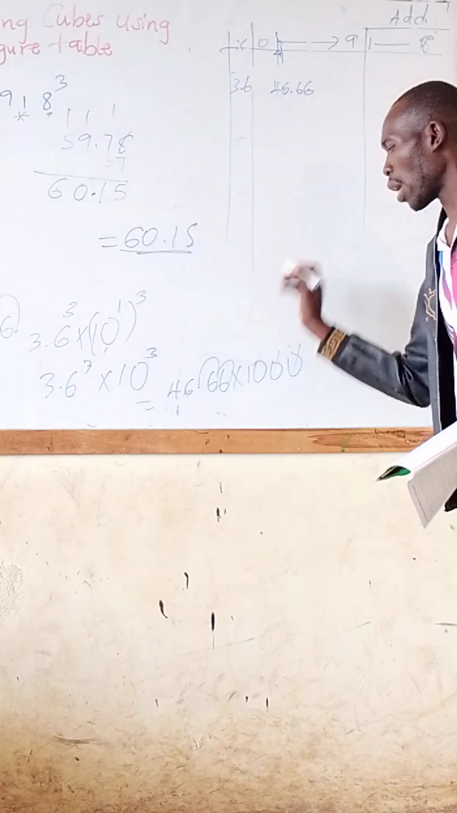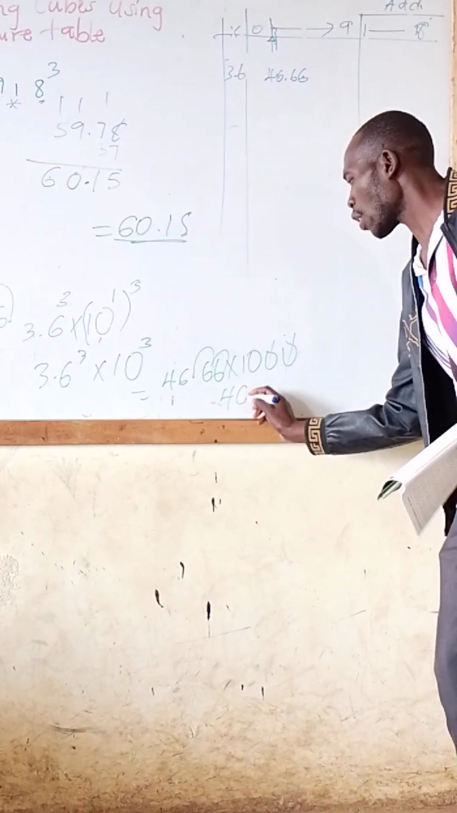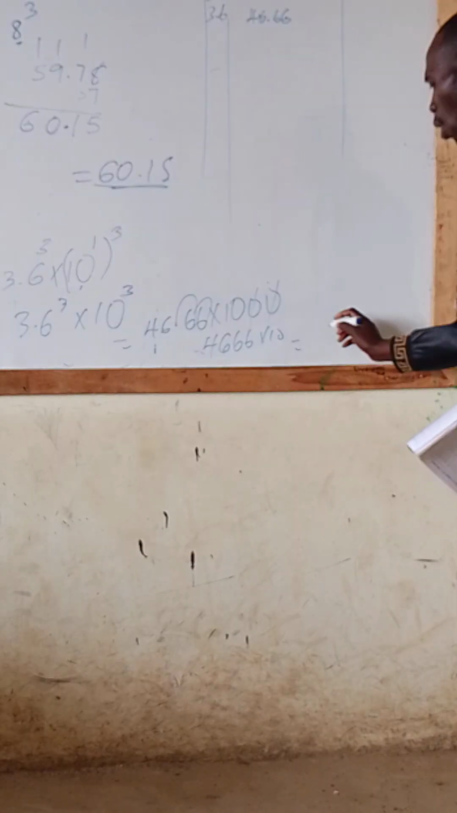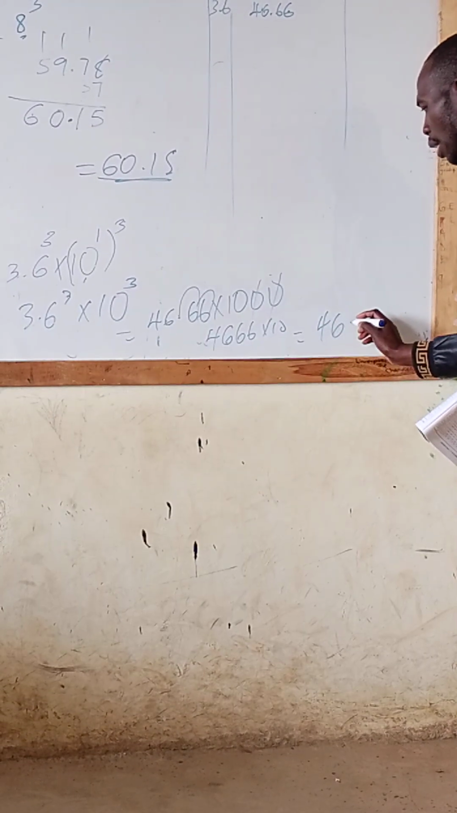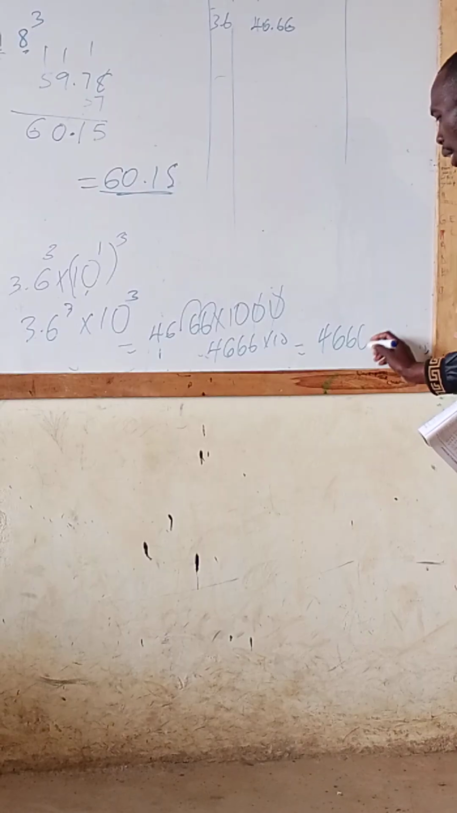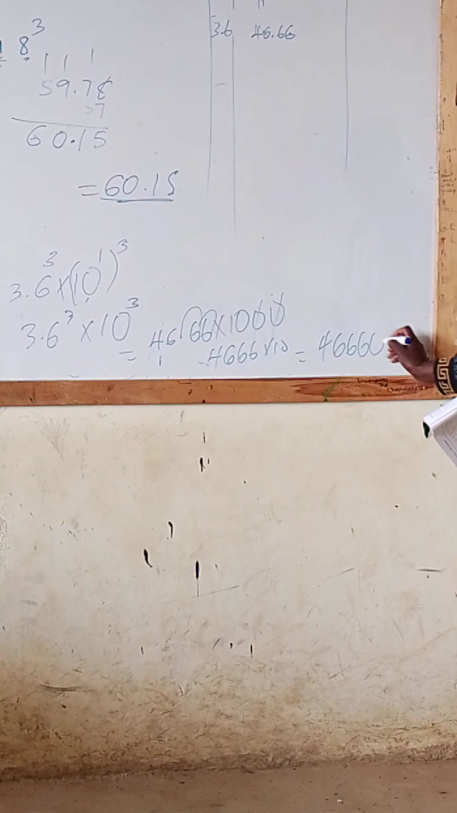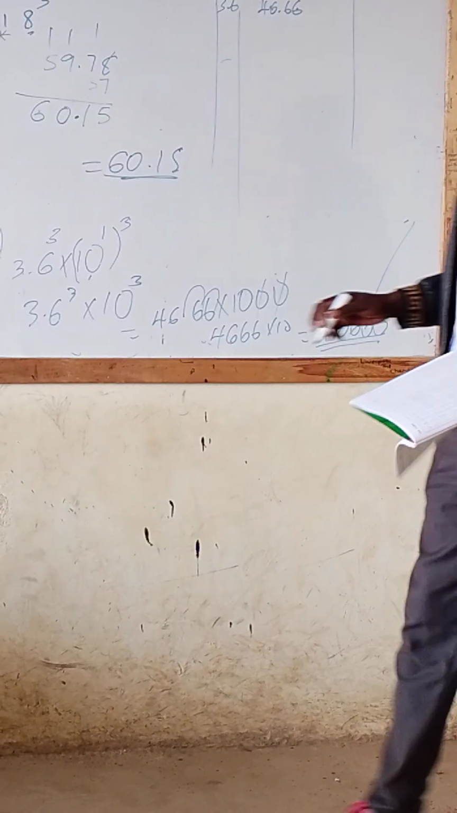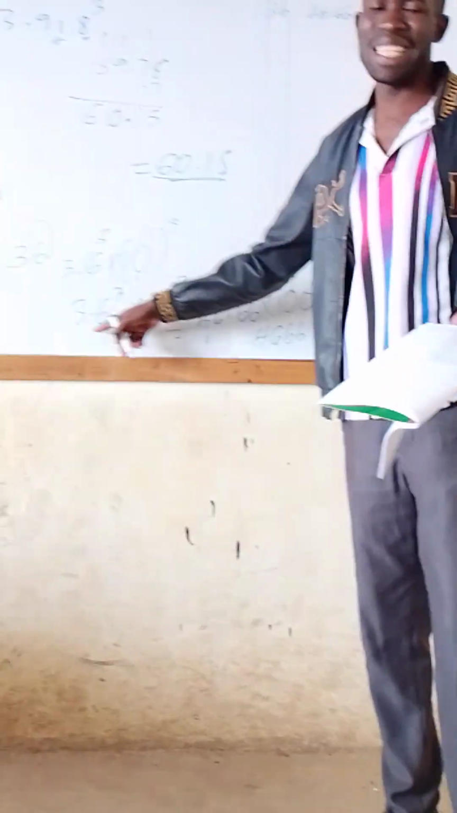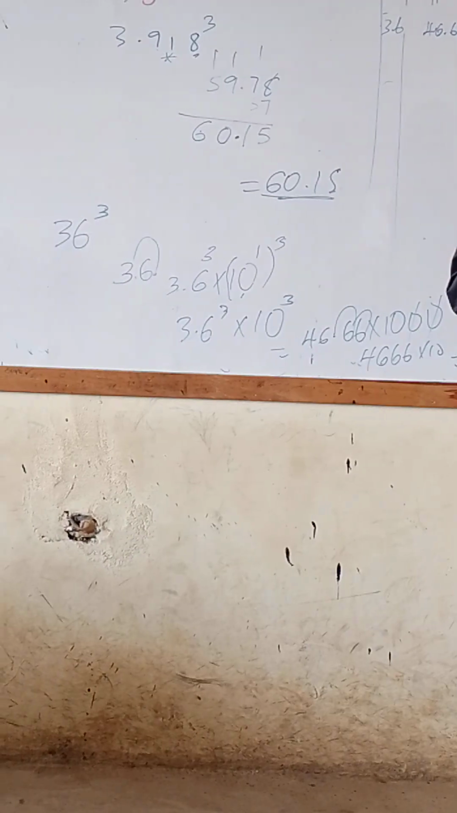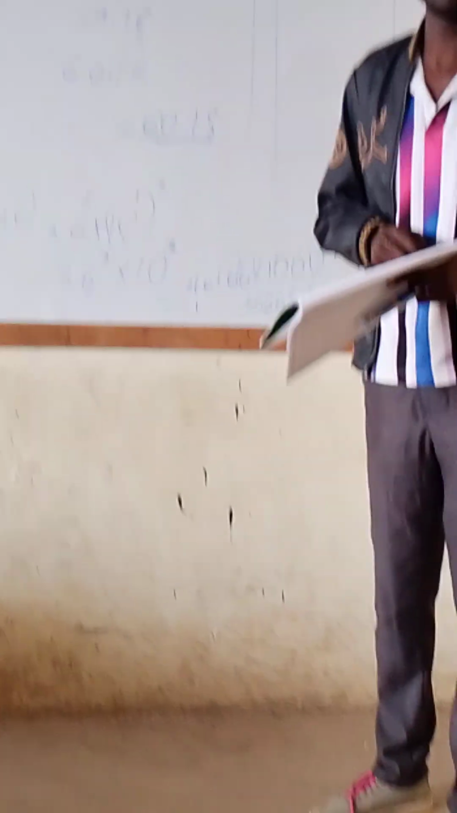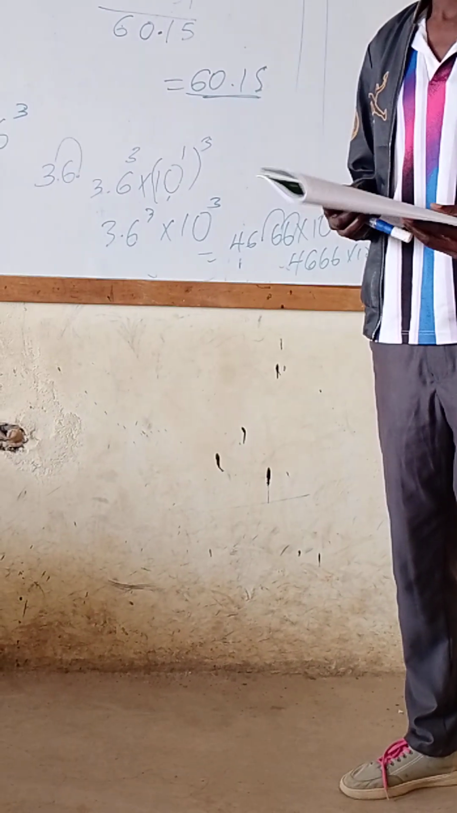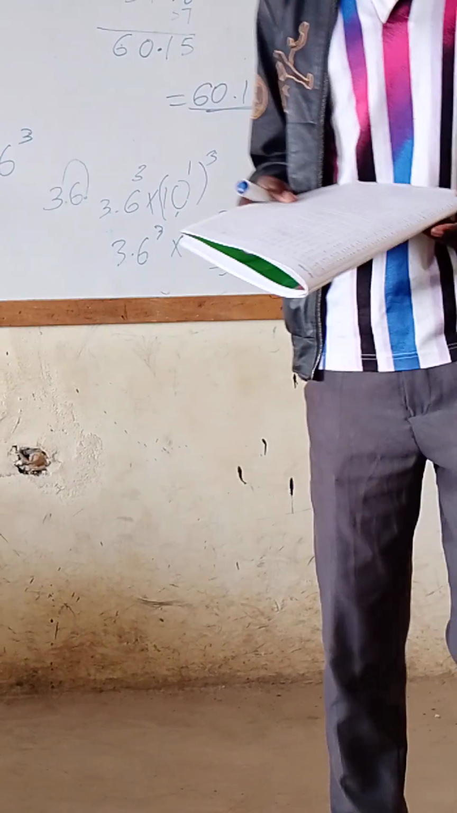Another one step. So we have 4666 times 10. Therefore, we'll have our answer as 46,660. Then we put that 0 here. So we'll get our cube of that number. Cube means we multiply this number by itself 3 times. And that is how we can get it.